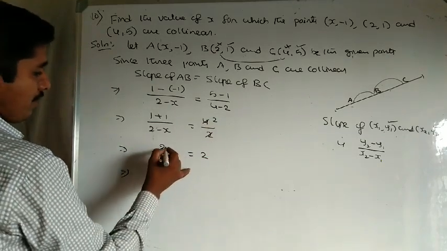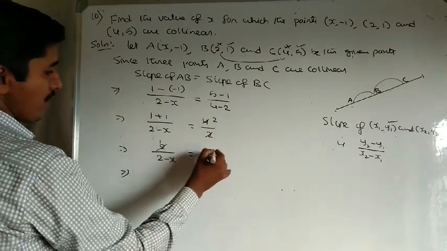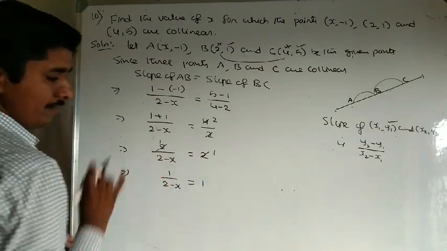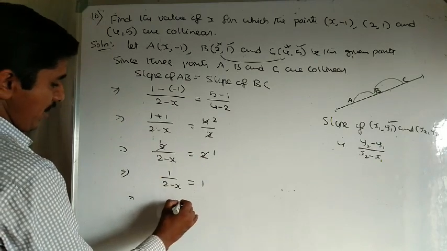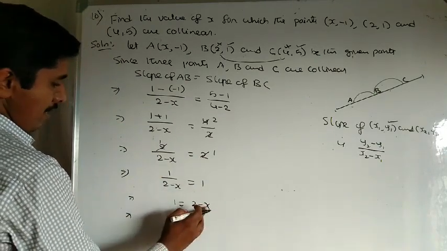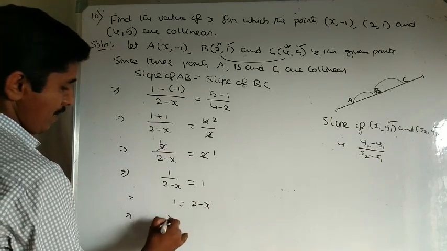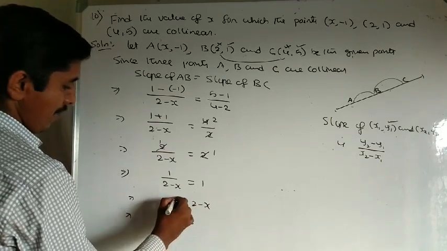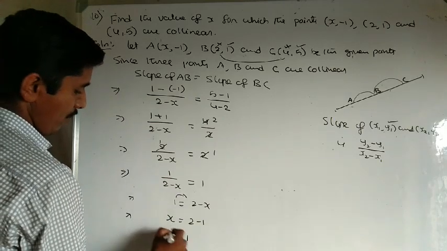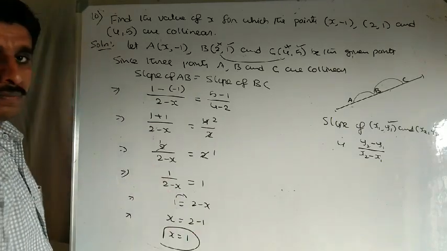Equating on both sides, the 2s are cancelled. 1 divided by 2 minus x is equal to 1. By cross multiplication, 1 equals 1 into 2 minus x, that is 2 minus x. Minus x on the right side, taking it to the left side, minus x becomes plus x, 2 as it is. Taking 1 from the left side to the right, plus 1 becomes minus 1. x equals 2 minus 1, 1. x equals 1. Got it.